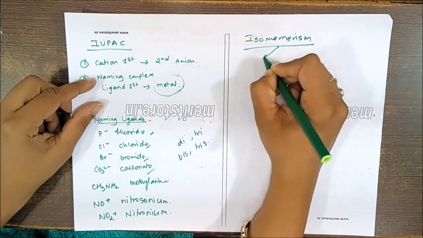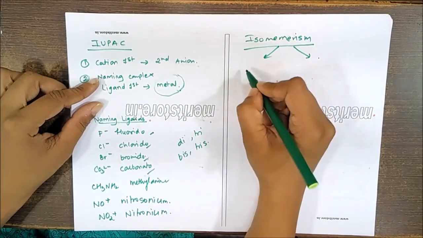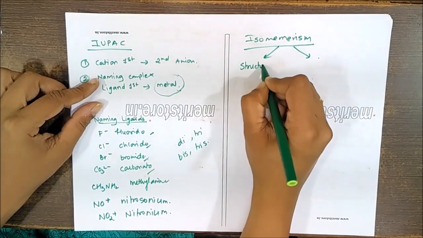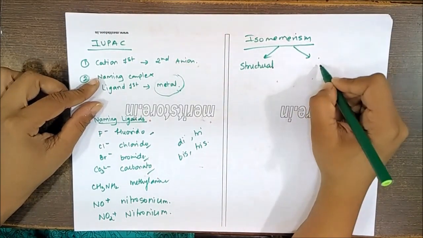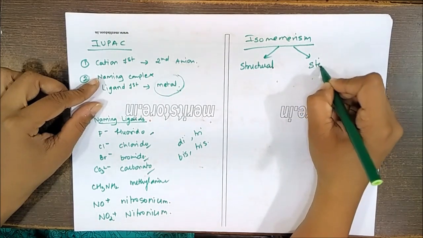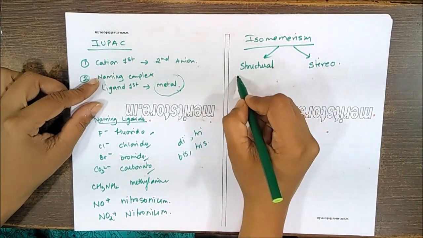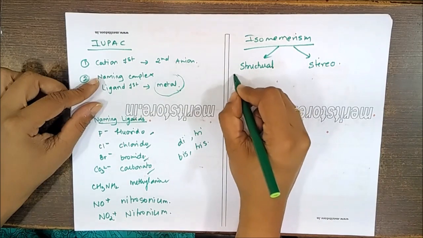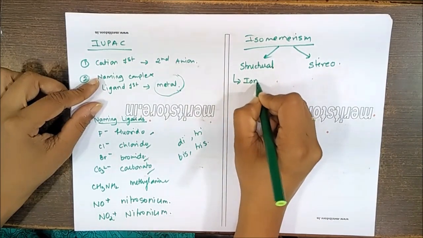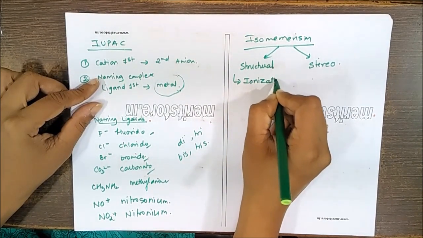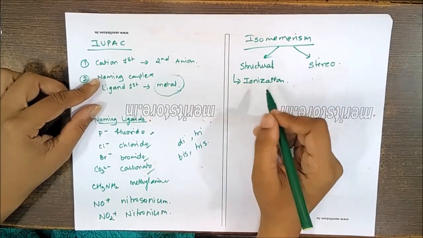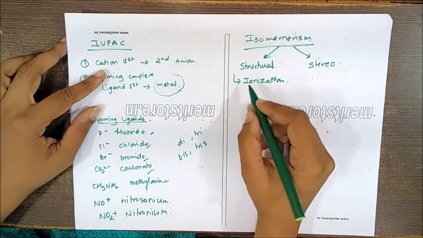Now this isomerism has been divided into two types. One is structural isomerism and the second one is stereoisomerism. When we talk about structural, it has been divided into different types. First of all, let us talk about ionization isomerism. In case of ionization, let us talk about an example.